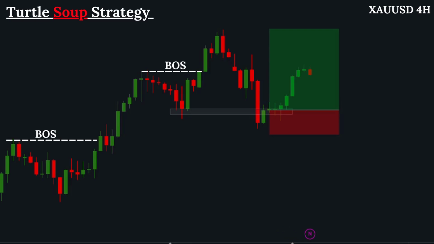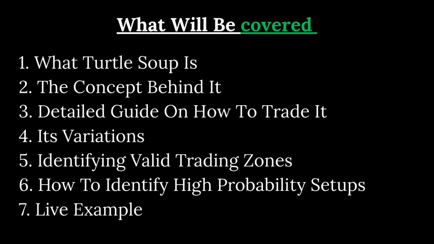Welcome to the Turtle Soup Strategy, a counterintuitive, sniper-level approach that flips market traps into profit setups. This is your ultimate masterclass. Let's break it all down. In this video, we're going to learn what the Turtle Soup Strategy is, explore the concept behind it, and walk through a step-by-step guide on how to trade the Turtle Soup Strategy effectively. We'll also cover its key variations, how to identify valid trading zones, how to spot high-probability Turtle Soup setups, and review live examples to bring it all together. So stay tuned. This video is highly recommended.